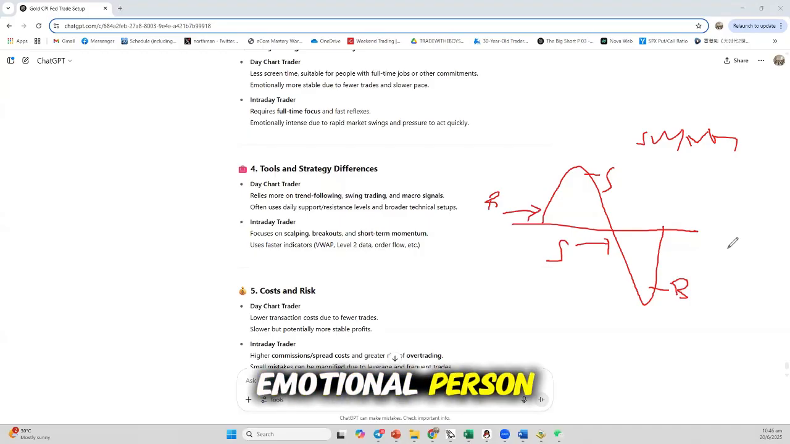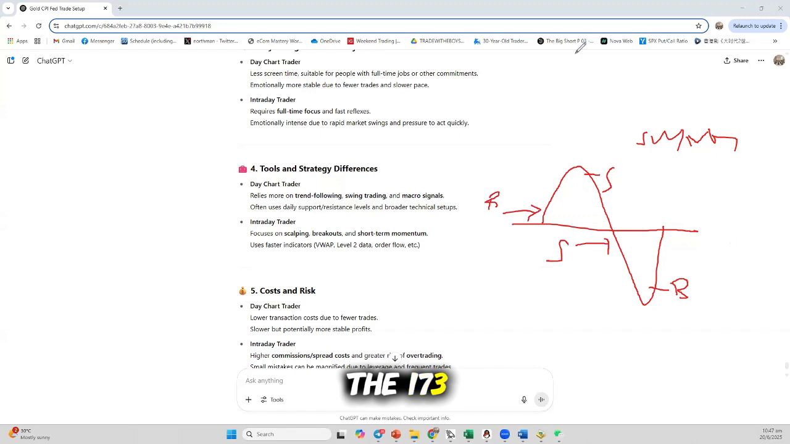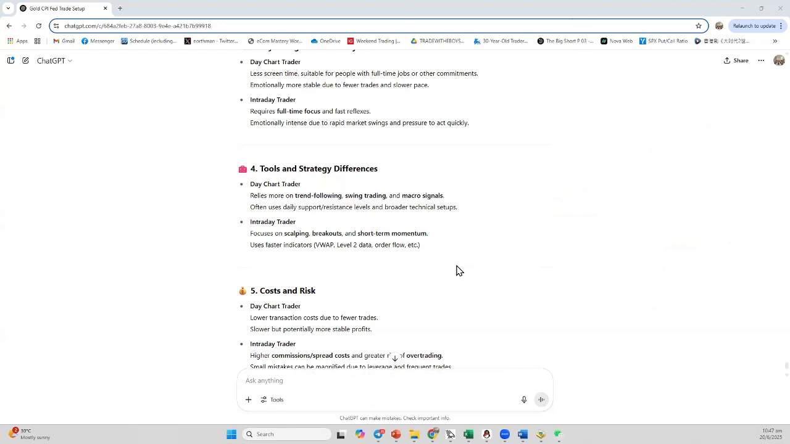It's like an emotional person. So we just have to trade every day and see whether we bump into one doji. But again, you must understand there's a simple way out here itself, which I'll share with you very, very shortly. The 1733 rule itself, yeah?